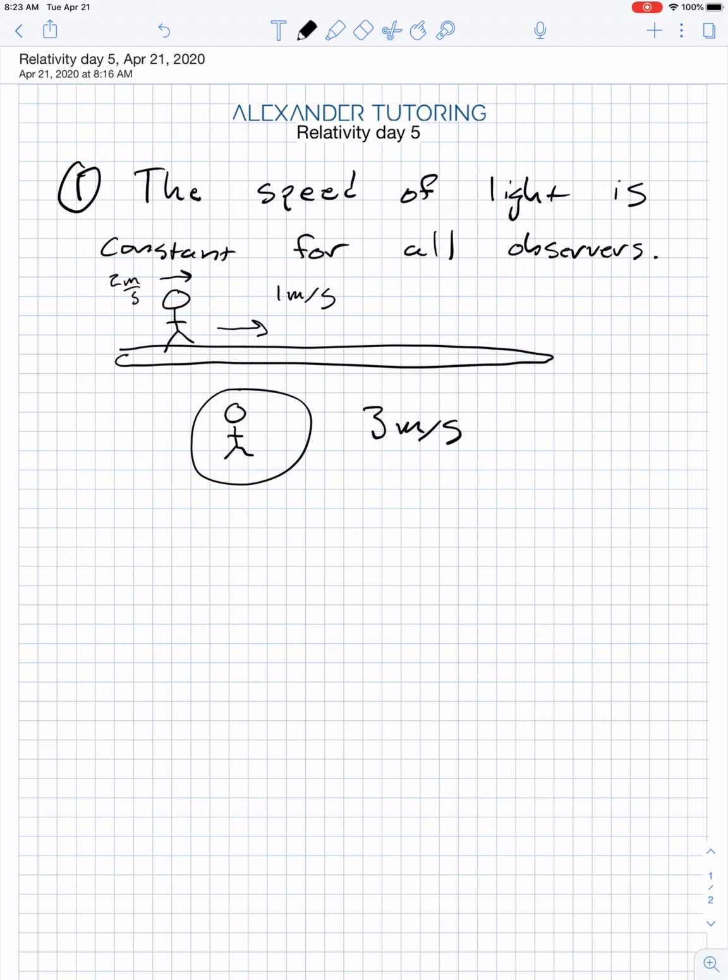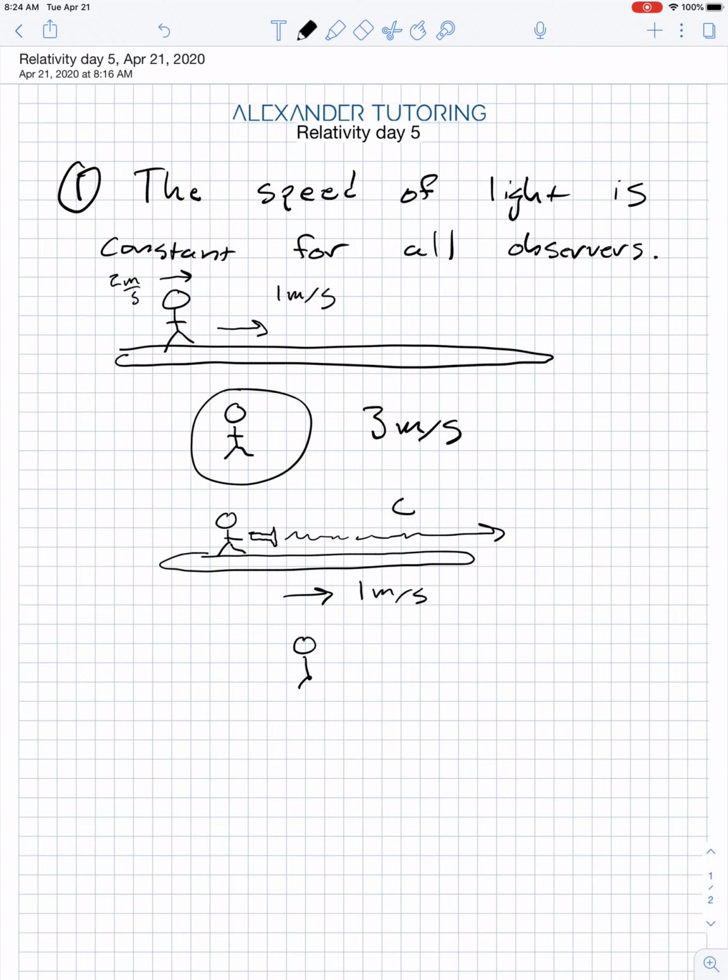So let me tell you why that makes the above statement, the speed of light is constant for all observers, totally bananas. Because if we just take the same analogy, and I say that the dude on the people walker now has a flashlight and turns on the flashlight, and we have a light beam going this way at the speed of light. By the way, we use the letter C always in math to represent the speed of light. And the people walker is still moving at 1 meter per second.